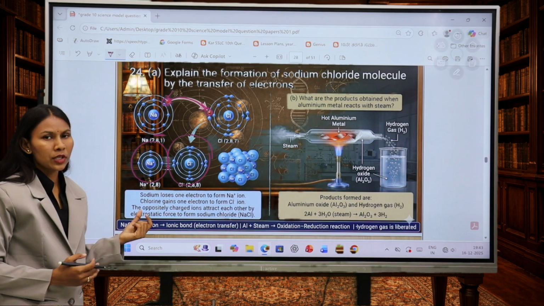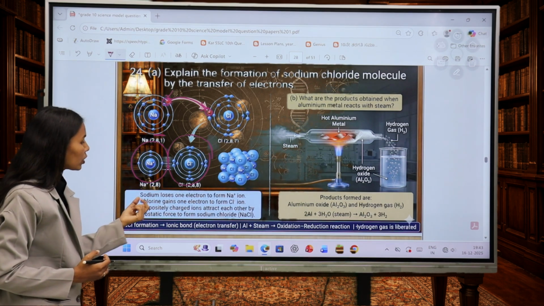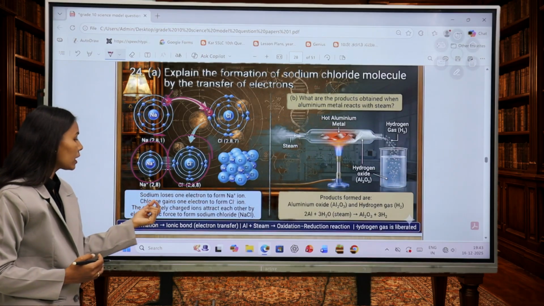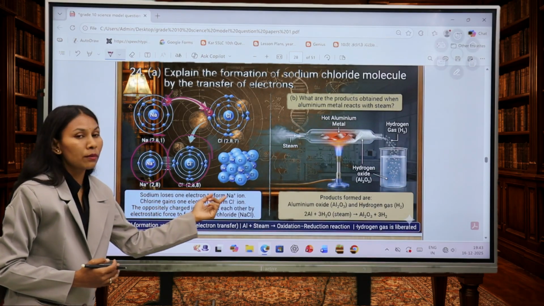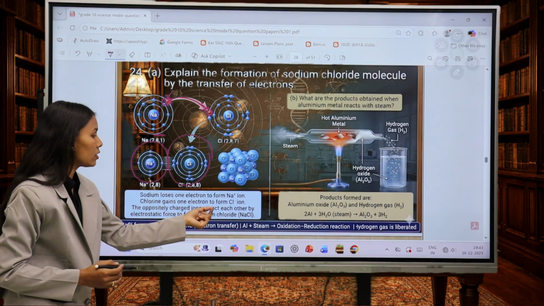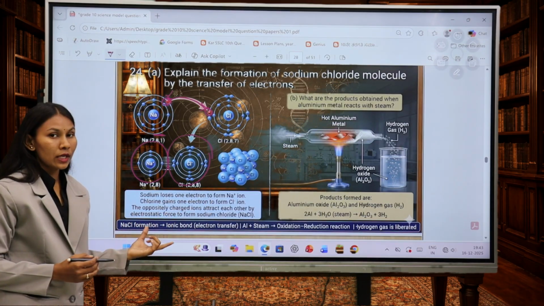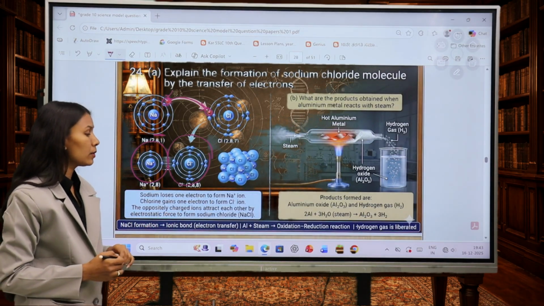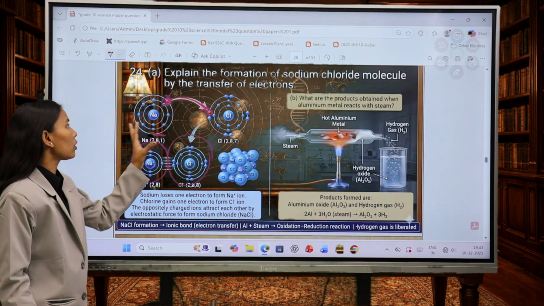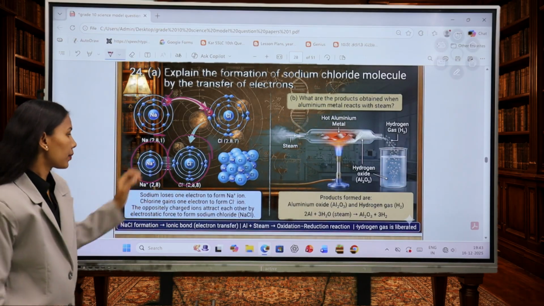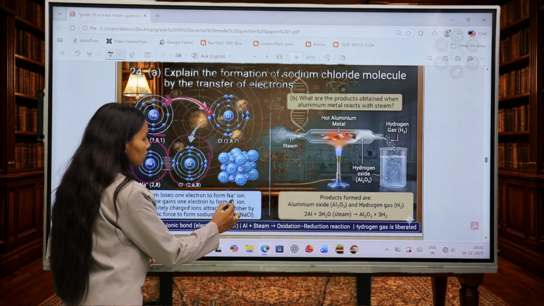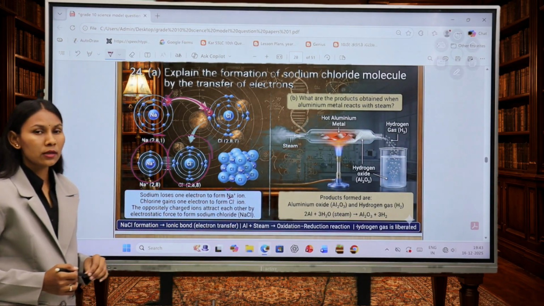So the explanation will be like this. Sodium loses one electron to form Na plus ion. Chlorine gains one electron to form Cl minus ion. The oppositely charged ions attract each other by electrostatic force to form sodium chloride. This is how the bond is formed. This is how the electrons are transferred. One thing to know here: why it is Na plus and Cl minus.